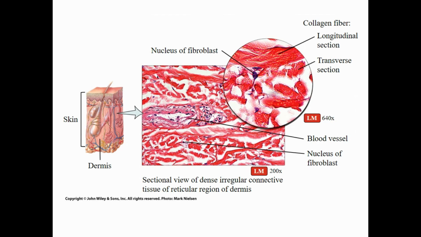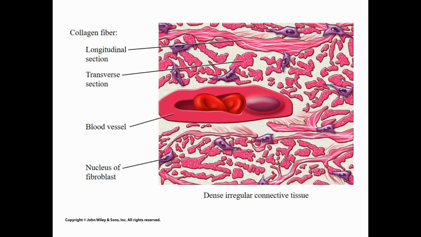This is dense, irregular. And if you look closely, you can see some of these fibers are running this way. This fiber is probably running diagonally, kind of going towards us from left to right. These fibers are probably running straight at us. So they're all going in different directions. And this would be dense, irregular, because the fibers are running in multiple different directions, and they seem to be very irregular in their arrangement and random.